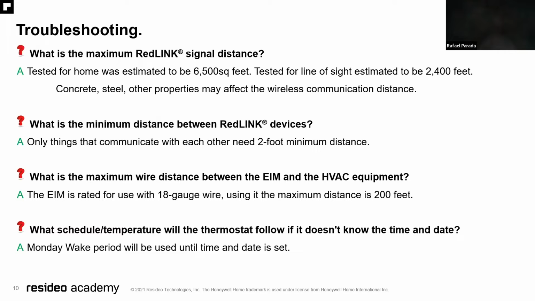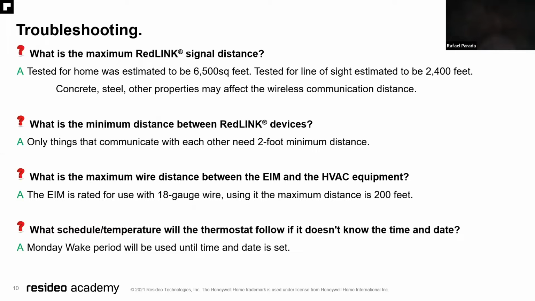Another one is, what is the maximum wire distance between the equipment interface module and the HVAC equipment? So remember, the equipment interface module is going to be where all the wiring is going to happen. We're going to connect the system into the equipment interface module. So the maximum distance whenever we use an 18 gauge wire, it's going to be 200 feet.